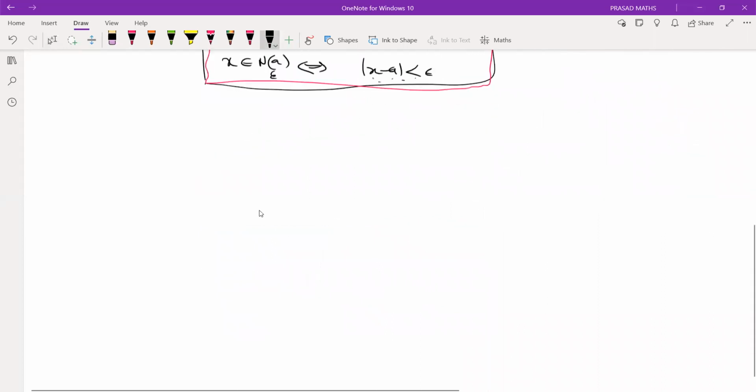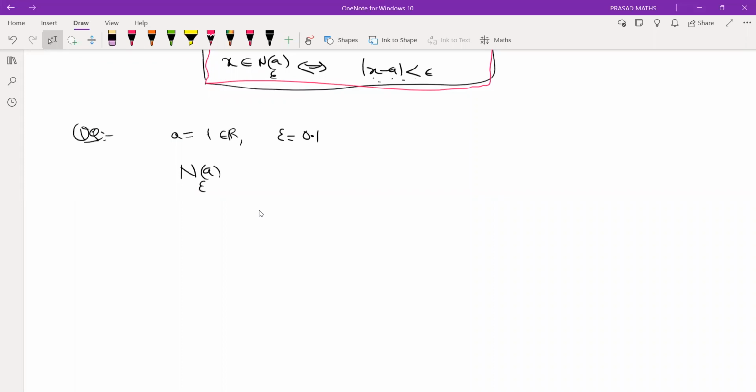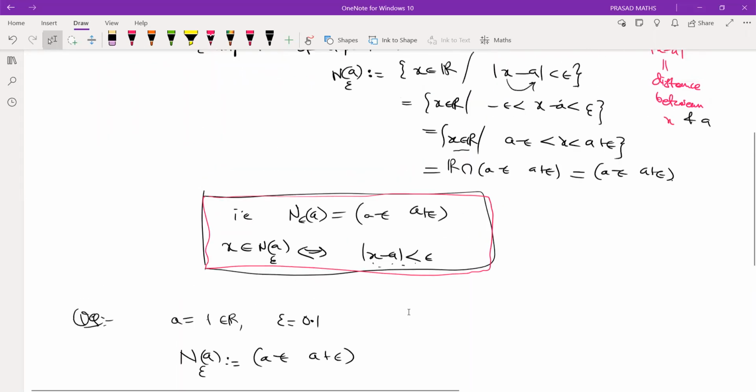Suppose, for instance, you take an example. Suppose you give me a real number epsilon, say 0.1. So what is my epsilon neighborhood of a point? Simply the definition is a minus epsilon, a plus epsilon, which you have seen already.